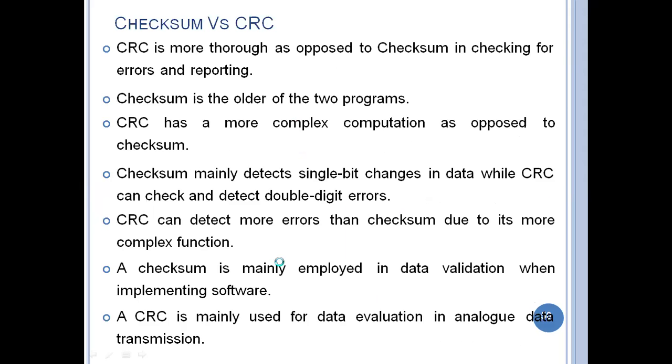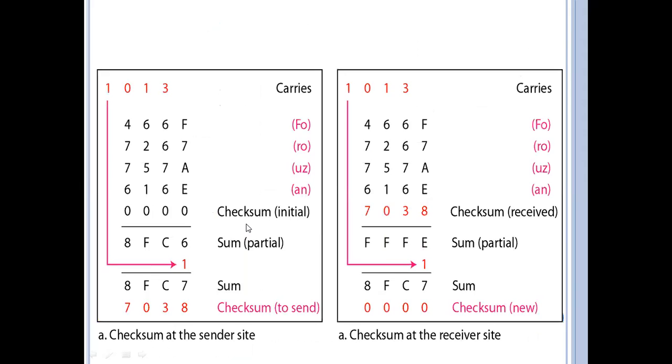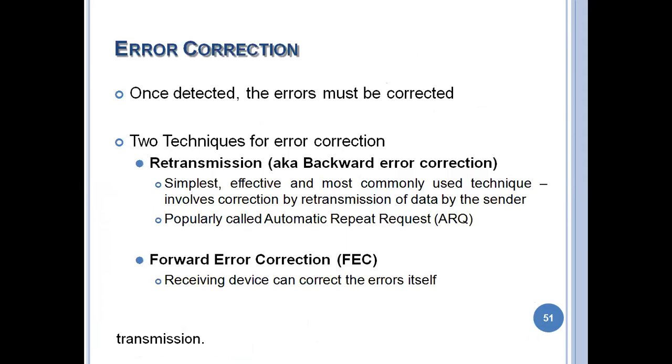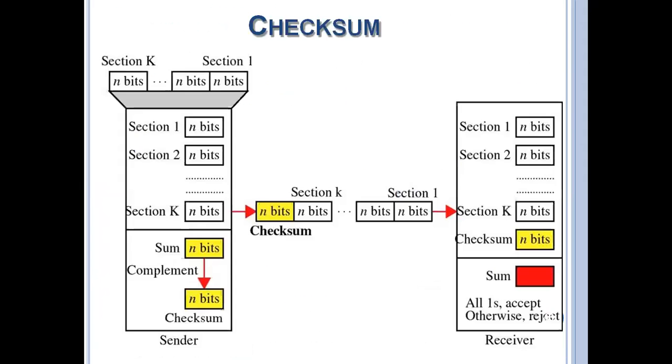So that is a checksum, adding the bits. So k is equal to 4, m is equal to 8. Both are adding and complementing, that is checksum. So checksum versus, so that is error detection. These four are the error detection techniques.